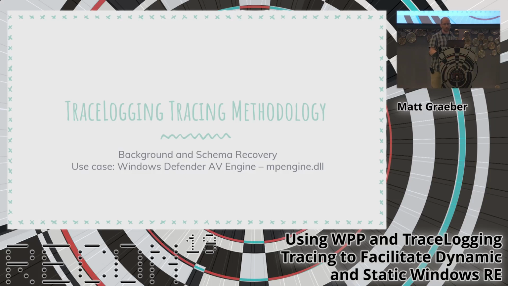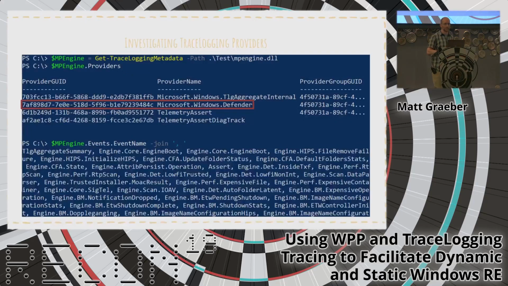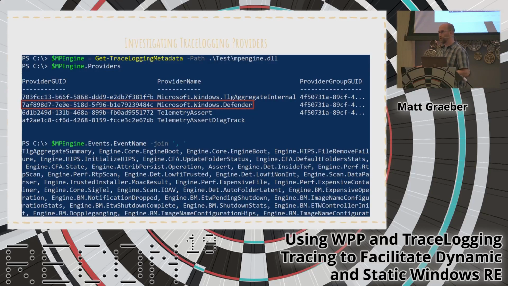Now we're still going to be using MP Engine as our target, and we're interested to know what interesting events might be present in there. So I don't know of any other tooling out there that parses the TraceLogging binary blobs, but I'm a PowerShell fanboy, so I wrote a script to do it in PowerShell. It's called Get-TraceLoggingMetadata. You just give the path to a binary. Really, any Windows binary at this point supports TraceLogging, and you'll see something like this.